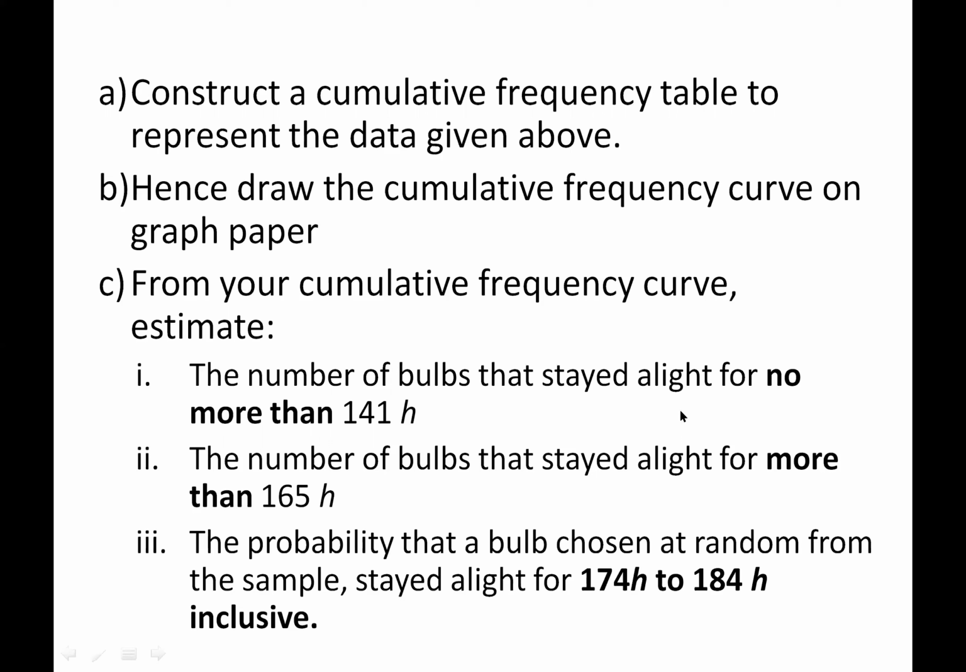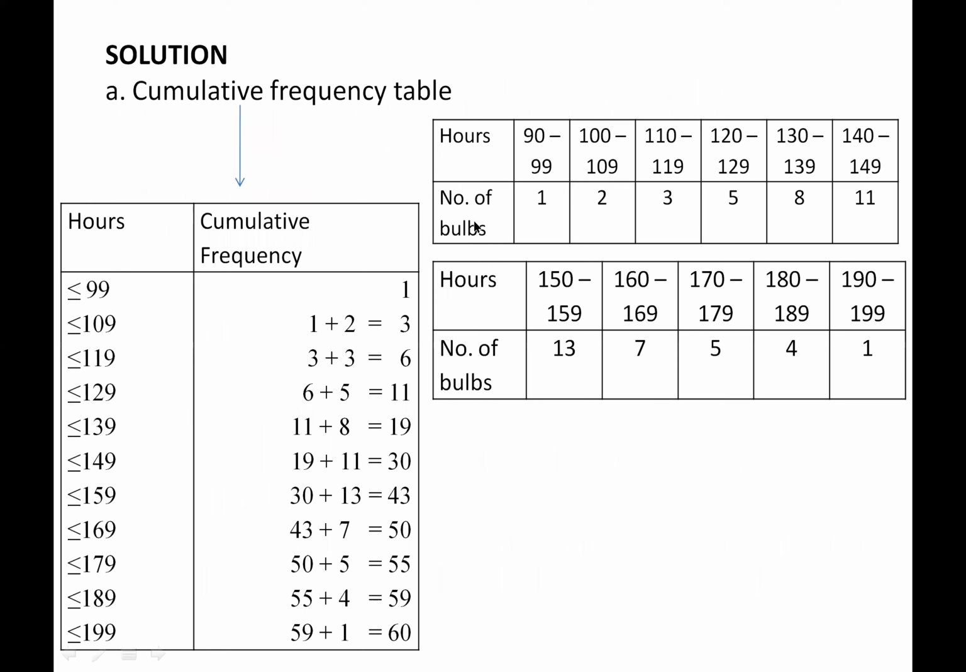In order to answer it, we look here. In the question, we see the words no more than, and even if we didn't see that, when we read here, we saw the words more than. Those keywords are telling us that we have to use case 1, which is the upper class limits on the x-axis, and of course the cumulative frequency on the y-axis. So let's see how that goes, right?